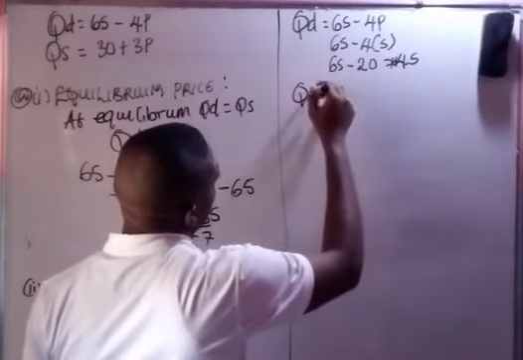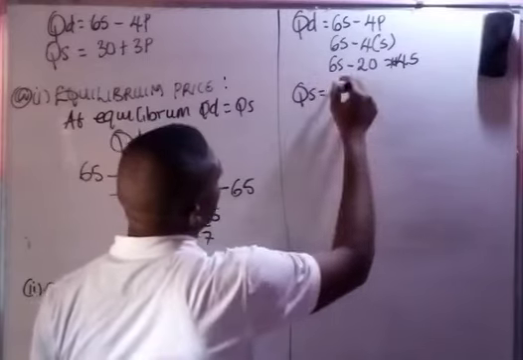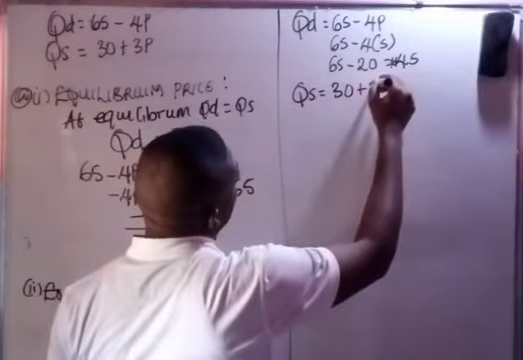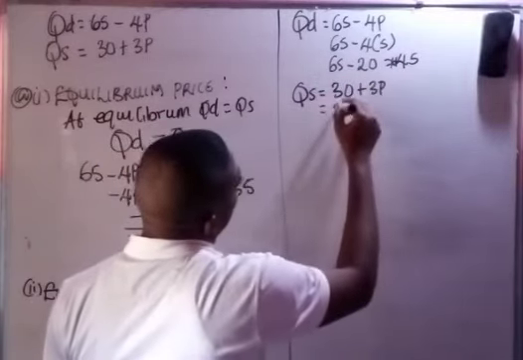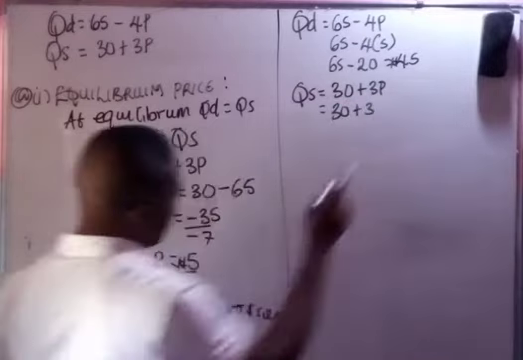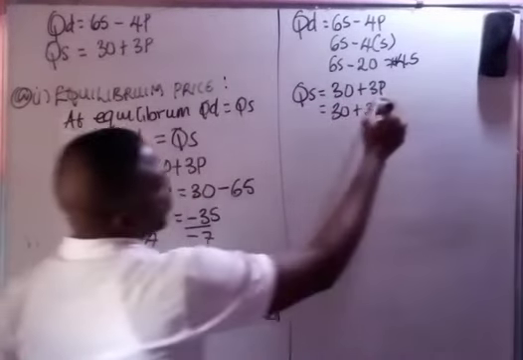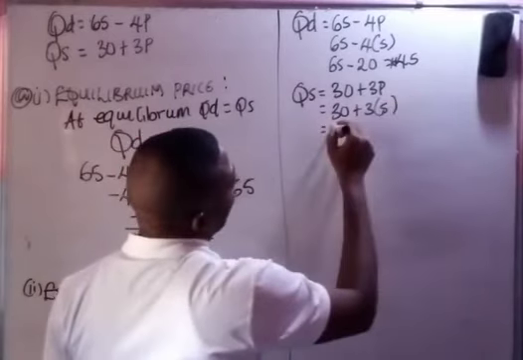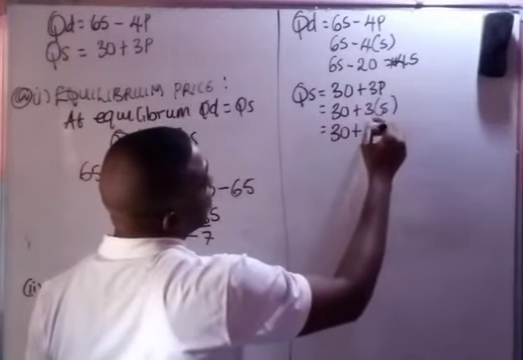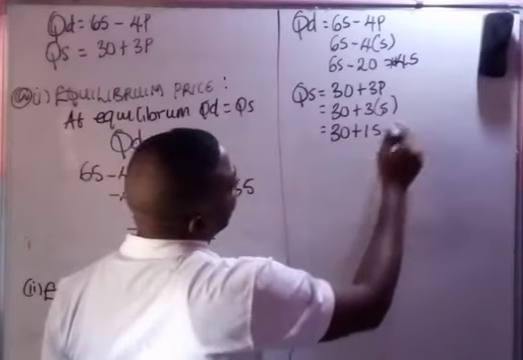Now also, quantity sold, quantity supply function is QS equal 30 plus 3P equal 30 plus 3. Where I see P, I place what? 5. So I have 5 here. So I have 30 plus 3 times 5 is what? 15. 30 plus 15 is what?